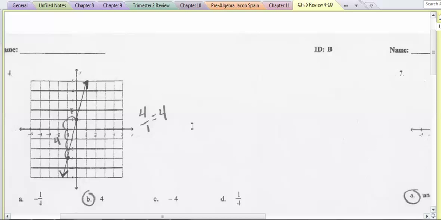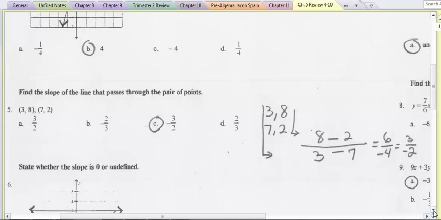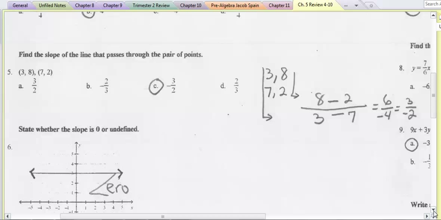Alright, number 4, again we're just finding slope. So we're going to count up, which we went up 4 and over positive 1. Up 4 over positive 1, so my slope is 4. So it's letter B. Number 5, we're doing slope with ordered pairs, and we did rack them, stack them, subtract them. And I have it set up on the side for you. Negative 3 over 2. C.